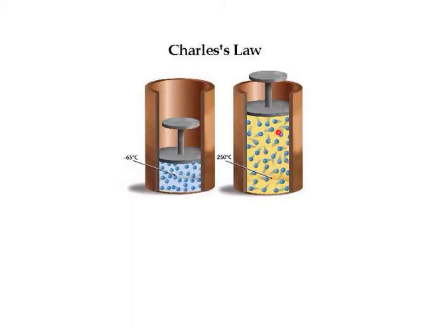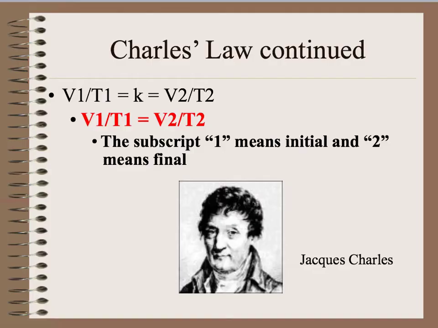These are going to move faster and faster and cause a greater pressure. In order to keep that pressure constant, it has to change the volume or expand the container so that the collisions are not as many in here when they're moving faster. And so the volume changes as the temperature increases, so does the volume, which shows a direct relationship. So that gives us Charles' law.